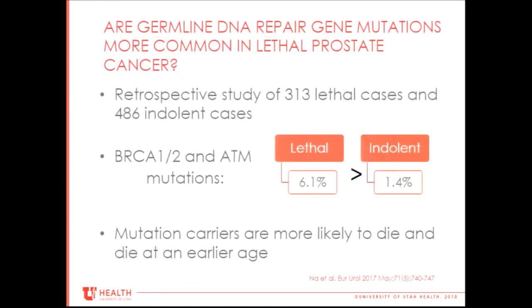So what does this mean at a population level? This is a paper I was fortunate to participate in with my colleagues again at Johns Hopkins and North Shore, where we were able to go back and do a retrospective analysis then of lethal cases and indolent cases derived from the same population, so a case control study. And what we were able to show is that BRCA1, 2, and ATM mutations were more common in the lethal cases compared to the indolent cases.